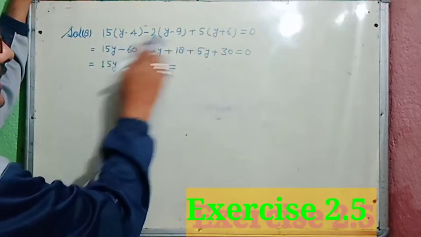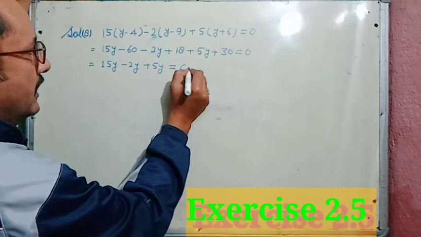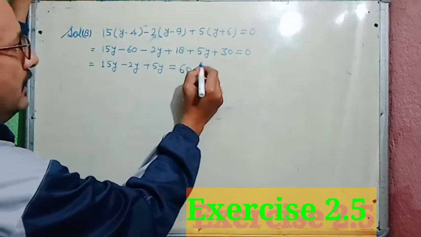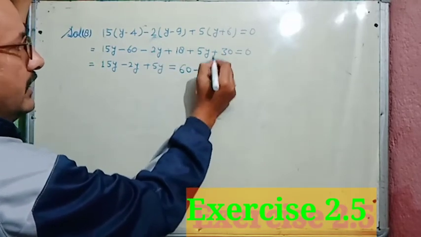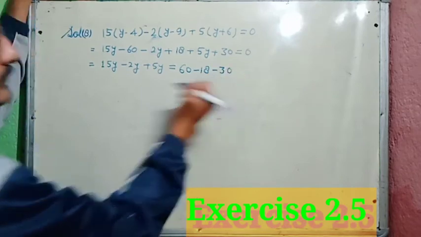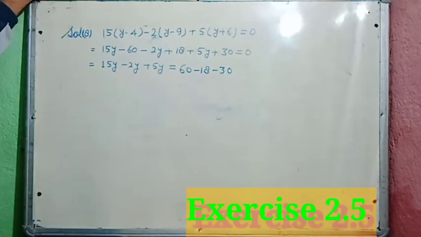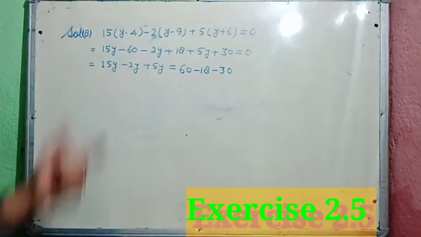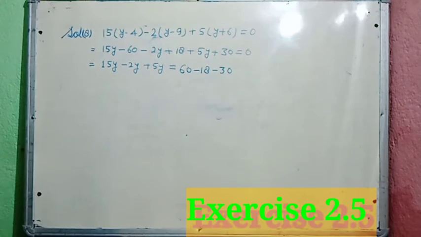तो आप इसको इधर ले आ रहे हैं आरएचएस में, तो ये 60 हो जाएगा उधर जाके. ये उधर जाके क्या हो जाएगा? -18 हो जाएगा. ये भी -30 हो जाएगा, लाइक दिस. ठीक है. अब आपने इनको ऑपरेट कर देना है.